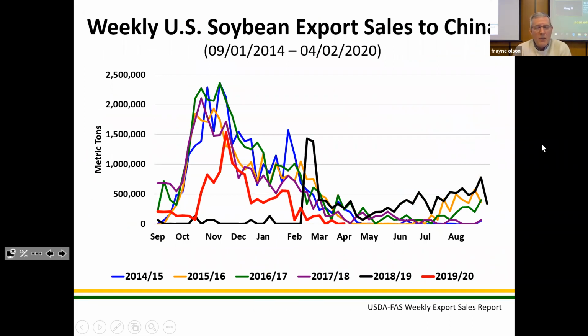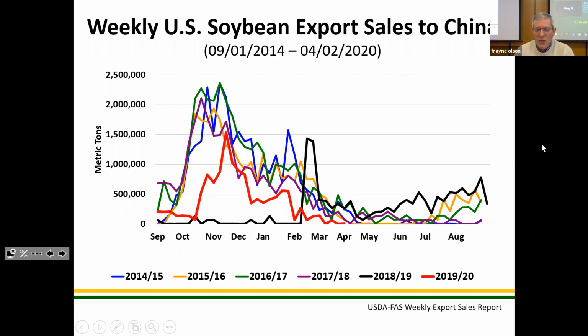So jumping back in, kind of this export pace, as we look at the pattern of Chinese buying, again, this is the same exact graphic I showed you before, but this is for China only. You can see that as we got into our harvest period, there were a few large purchases, but since then, even after the Phase 1 agreement was signed and implemented, just because of the timing, a lot of the Chinese purchases have already shifted to the Brazilian market.